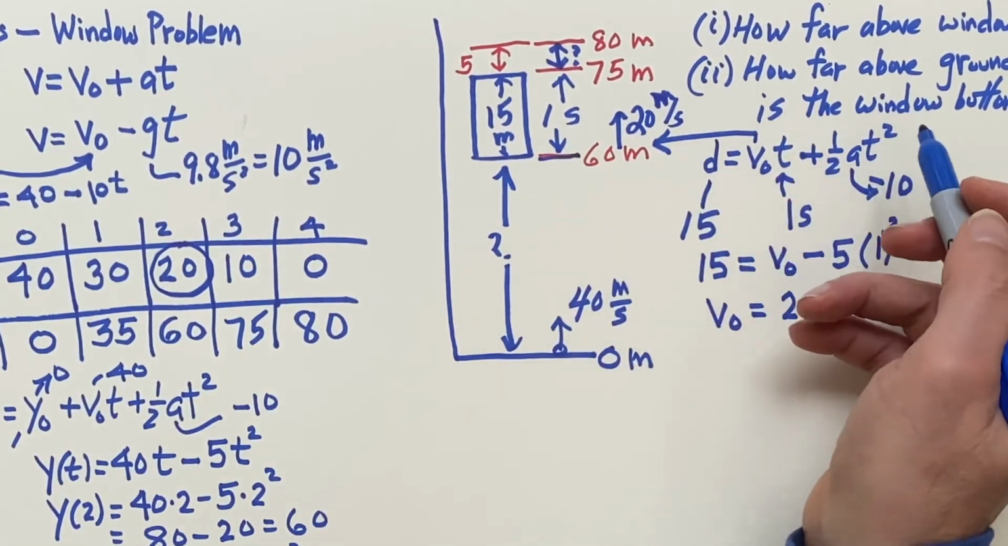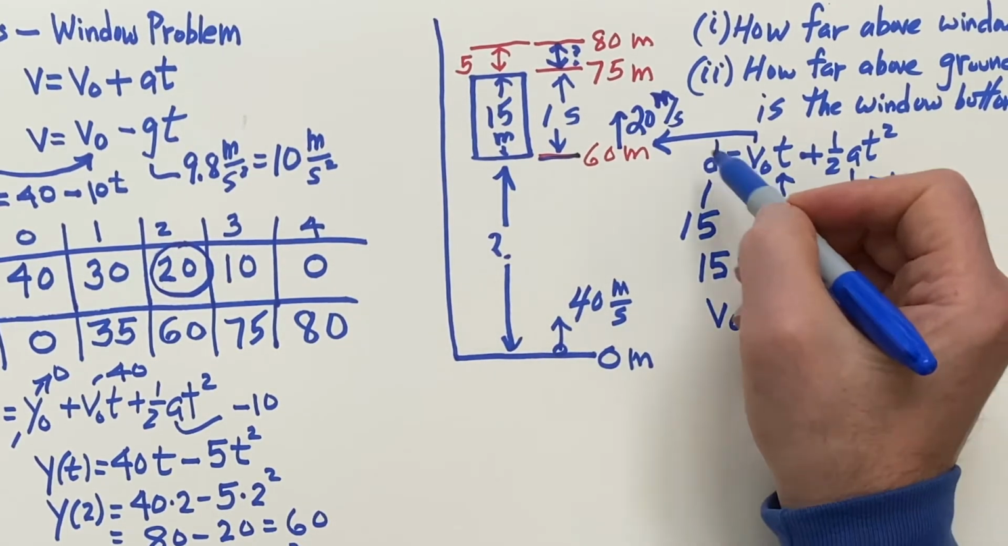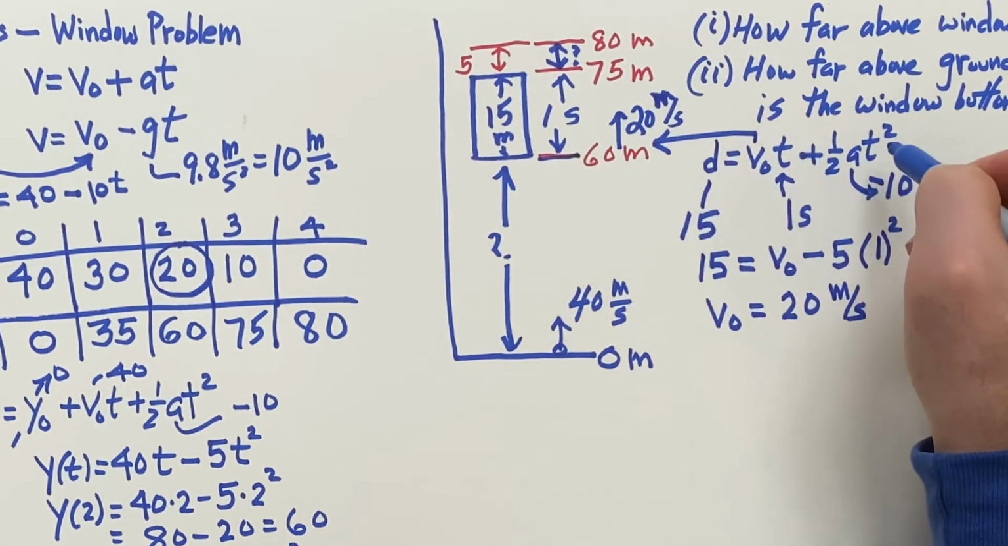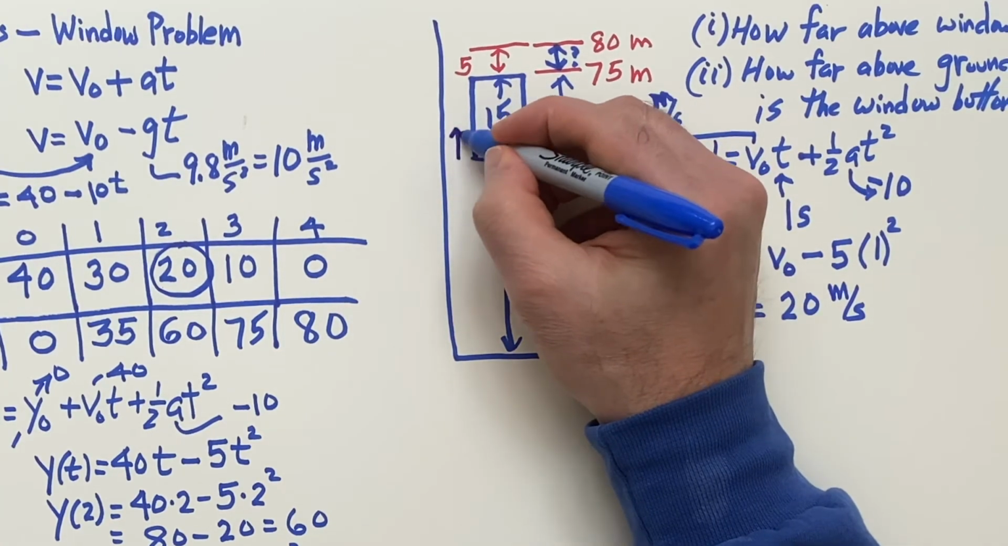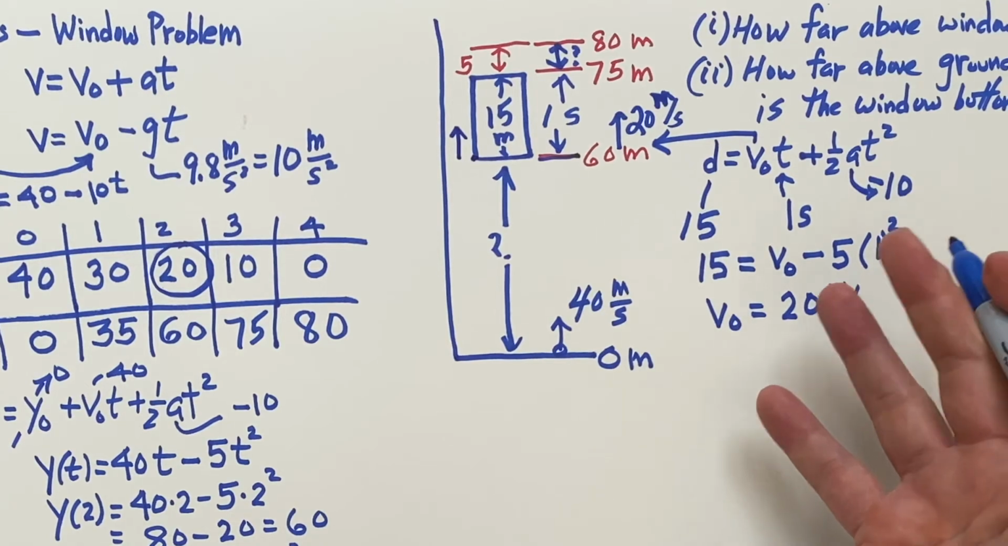So here, I went to this equation because I knew the d was 15. I knew that the time was 1 second, knew the acceleration, and I could find the velocity of the ball here at the bottom of the window. So I got to start somewhere. So that was my approach.